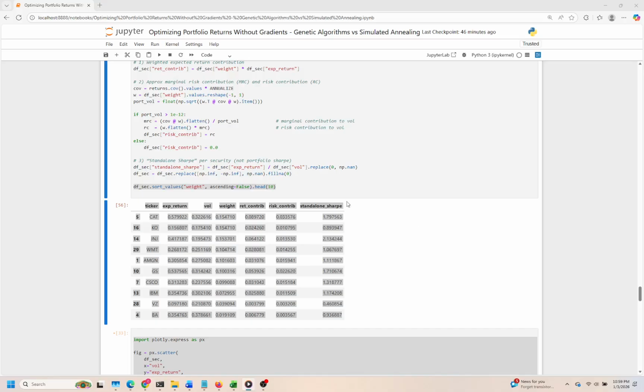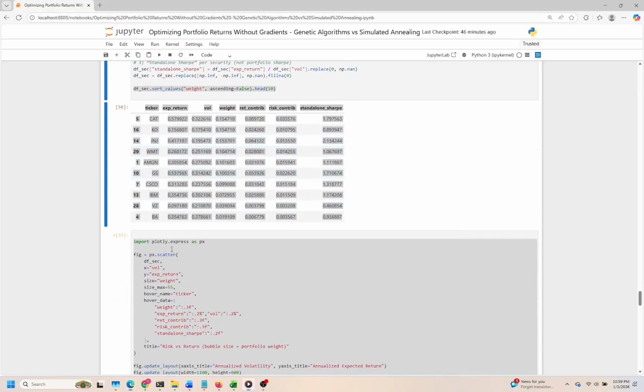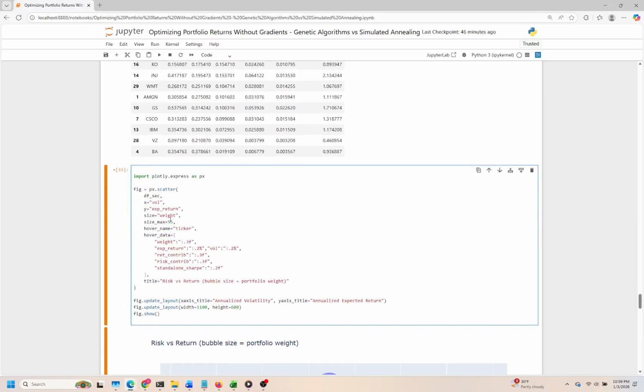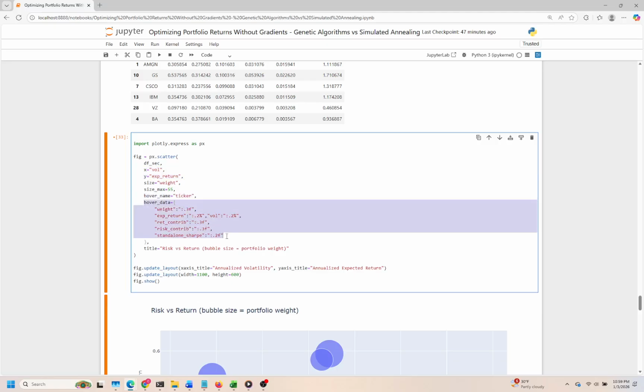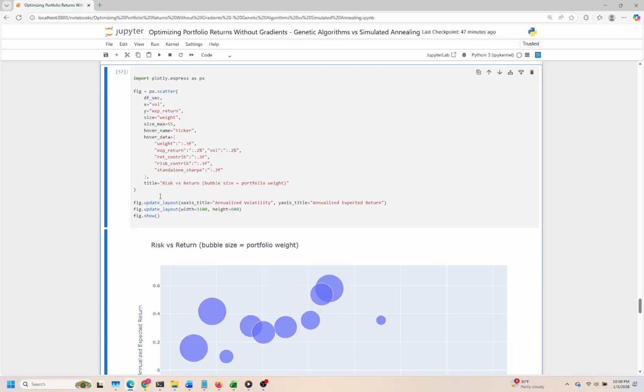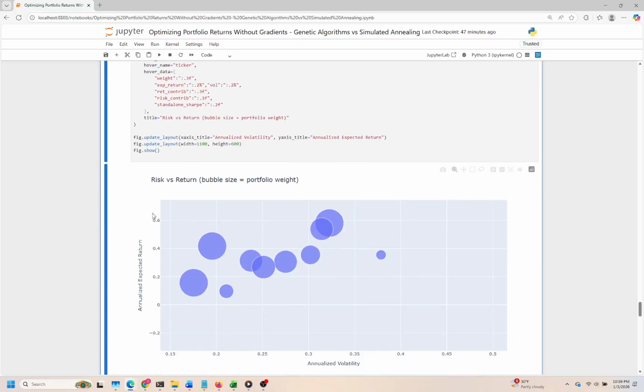In this code cell, we're harnessing the power of Plotly Express to create an insightful scatter plot that visually represents the relationship between risk and return for different investments. This visualization is crucial as it not only highlights individual asset performance, but also provides a clear understanding of how portfolio weights impact both expected return and volatility. The primary focus here is on the scatter plot, where we're mapping annualized volatility on the x-axis against the annualized expected return on the y-axis.